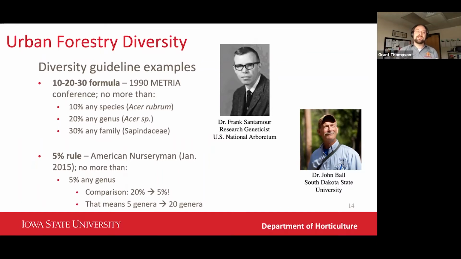So for comparison's sake, we're going from 20% of any genus in the Santamour 10, 20, 30 to the 5% genus in John Ball's suggestion, Dr. Ball. And so this means that we need to go from 5 genera in our entire urban tree lists to more than 20. So again, a big shift in thinking when we either prescribe different numbers or we think about different levels of taxonomy where we might look at this.